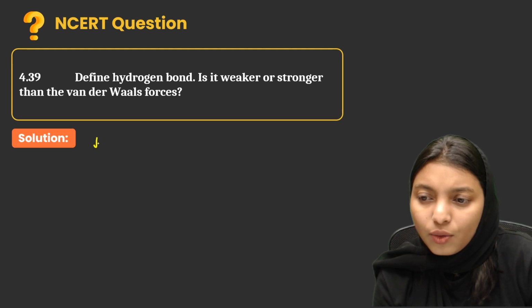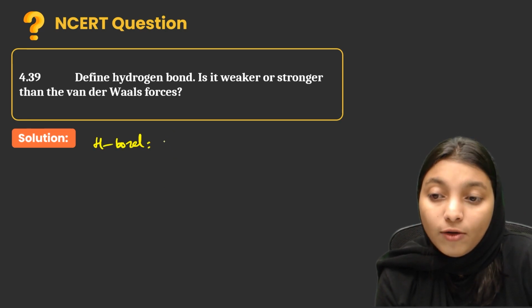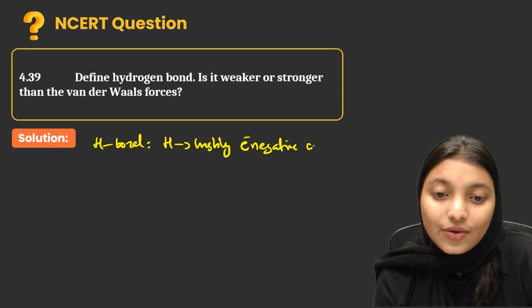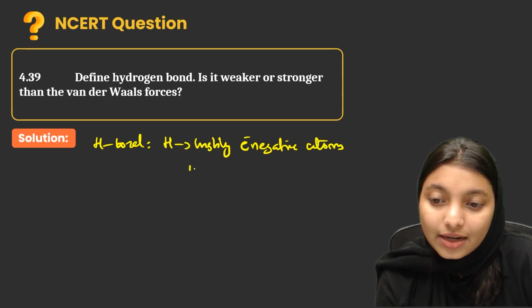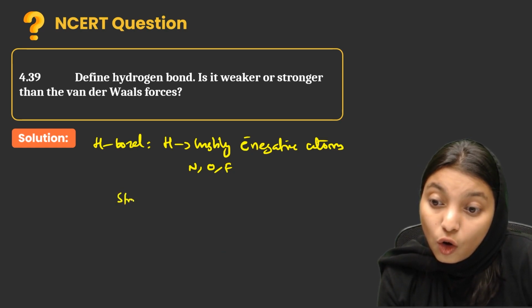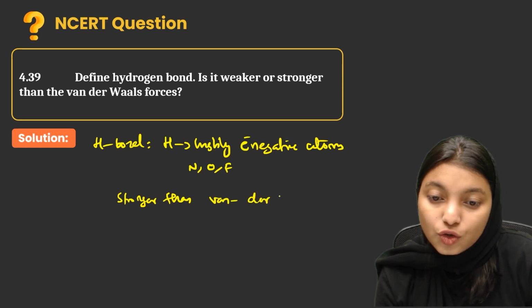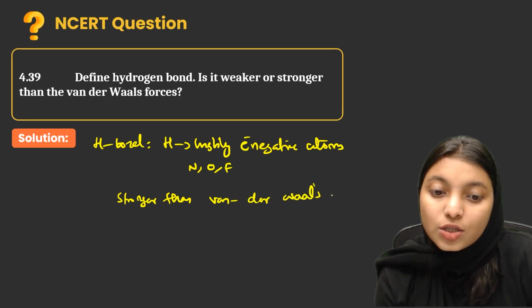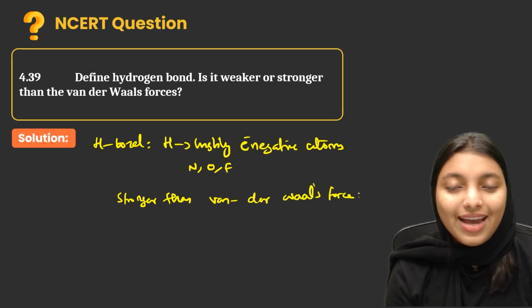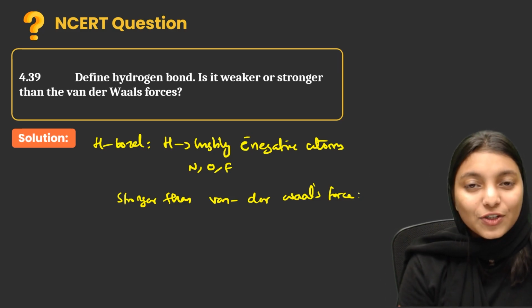Define hydrogen bond. We all know what a hydrogen bond is. It is the bond formed between the hydrogen atom and highly electronegative atoms or elements like nitrogen, oxygen and fluorine, and this bond is stronger than van der Waals forces. That was a simple question, and I hope you understood the answer.